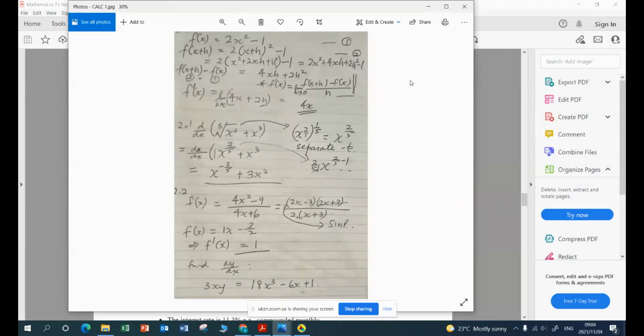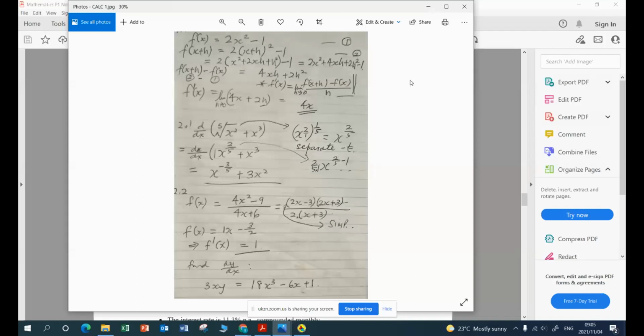You're given f of x equal to 2x squared minus 1. It is useful to number that as 1. Find f of x plus h, which is 2 into x plus h all squared minus 1. Call that 2. Subtract the 2, that's 2 minus 1. That is f of x plus h minus f of x. If you simplify that, you'll get 4xh plus 2h.